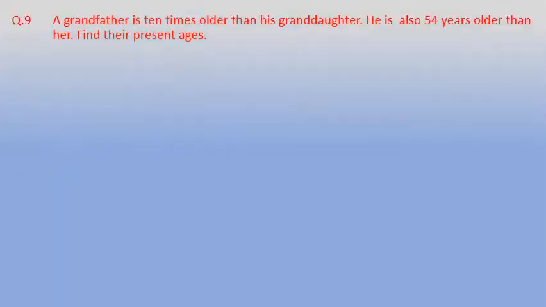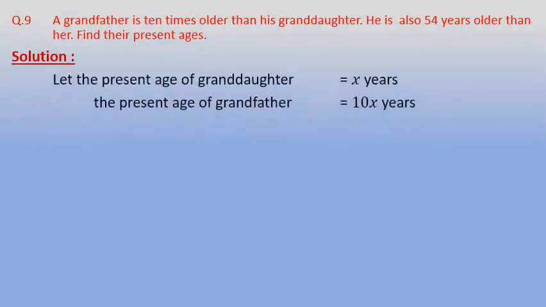Our next question, question number 9. A grandfather is 10 times older than his granddaughter. He is also 54 years older than her. Find their present ages. We have to find their present ages. We don't know their present age, so we can give a variable to the present age. So let the present age of granddaughter be x years. Therefore, the present age of grandfather will be 10x years.